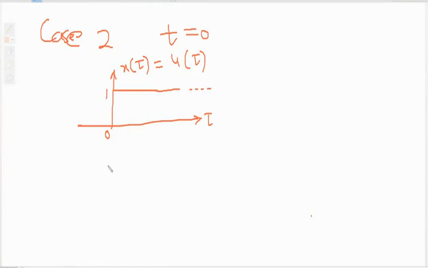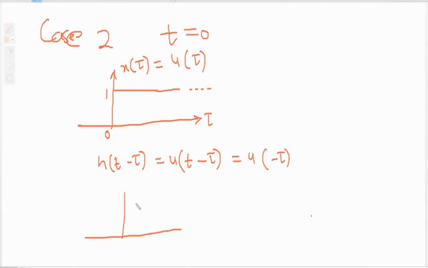Okay. Now what is our h of t minus tau? h of t minus tau is u of t minus tau. But what is the t here? 0. So it becomes u of minus tau. We know that u of tau is this, so folding will give u of minus tau. This is nothing but u of minus tau, so its graph is like this, going up to infinity after folding. X axis is tau. This is the graph of h of t minus tau.